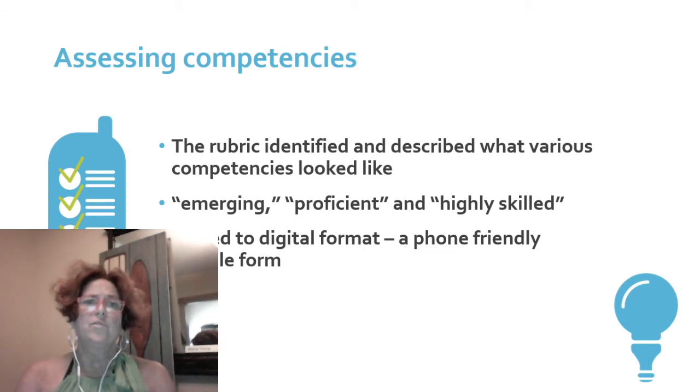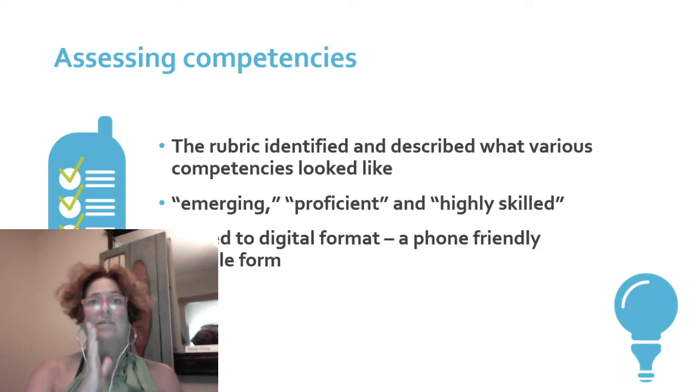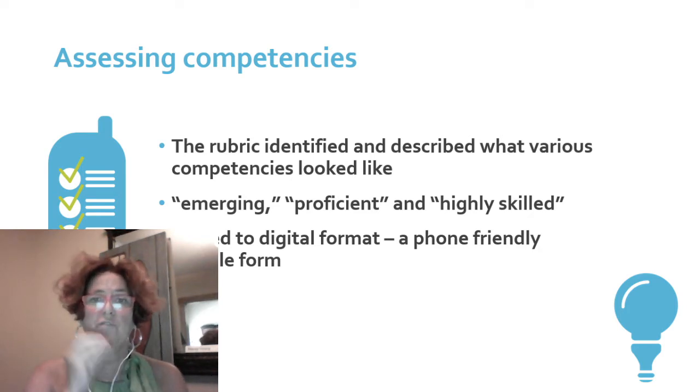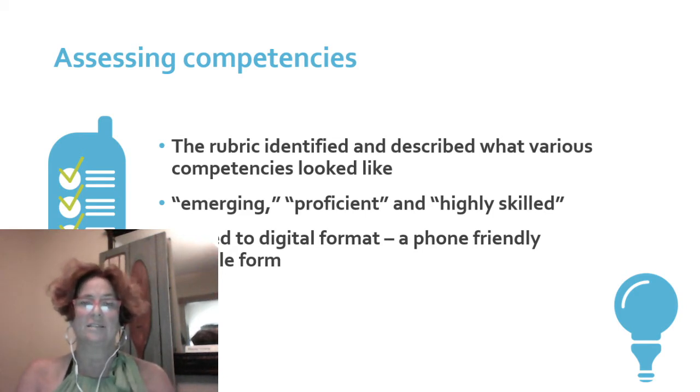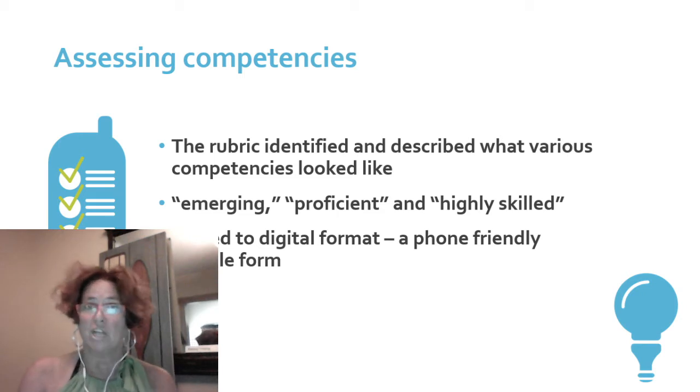Now, the rubric, as I said, identified what the various competencies looked like and provided the volunteer with a few cues in terms of the task we were asking them, which was to adjudicate the quality, the level of accomplishment of this competency and task and skill. And those 3 levels included emerging, proficient, and highly skilled.